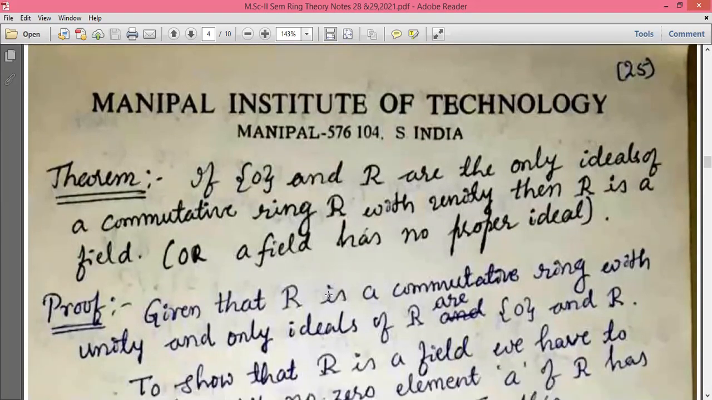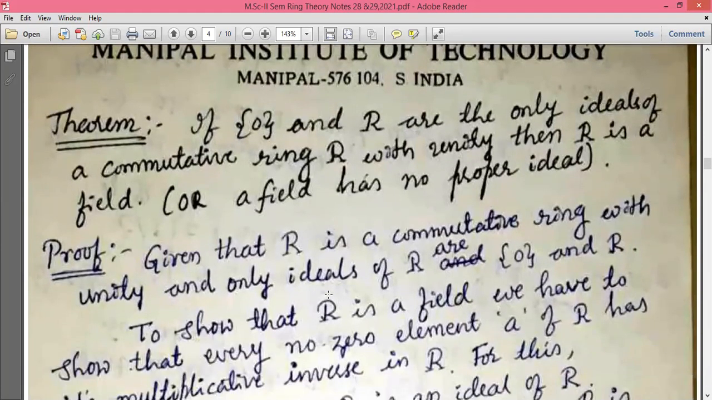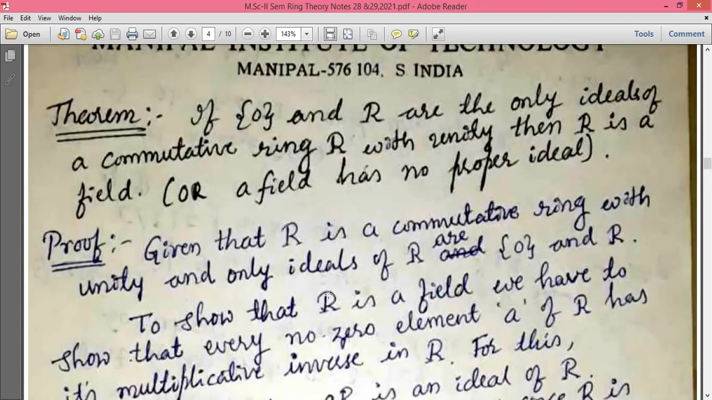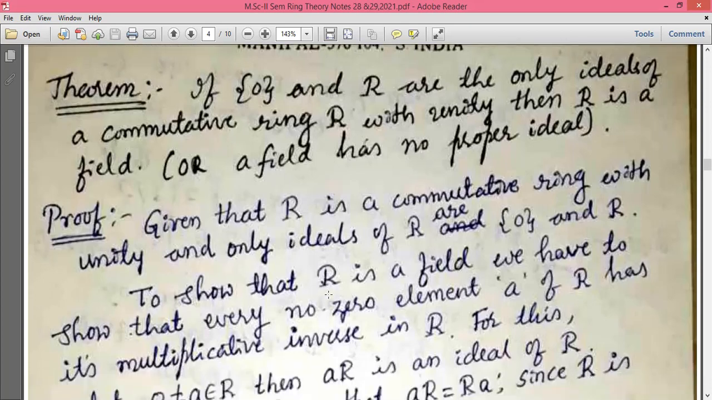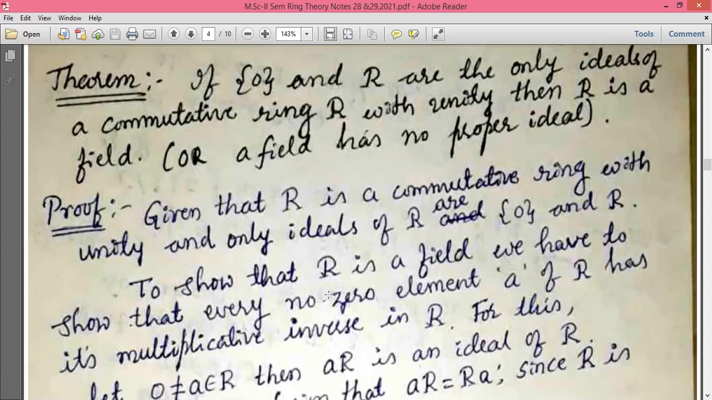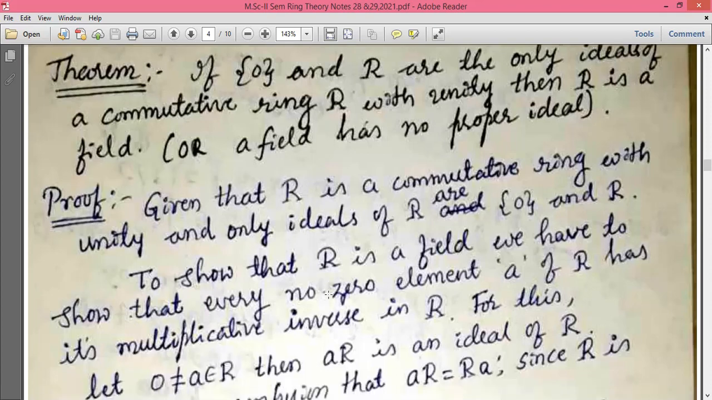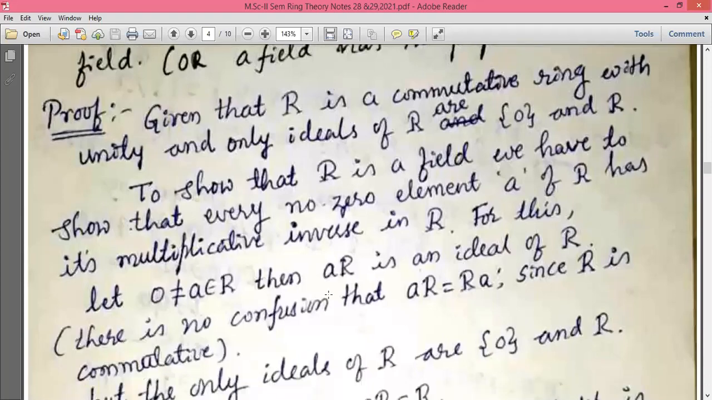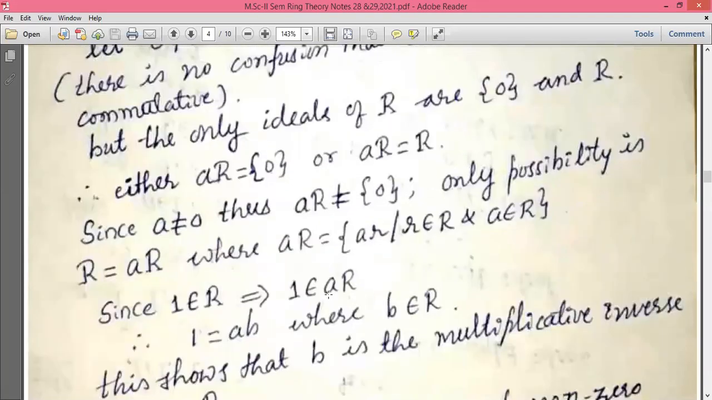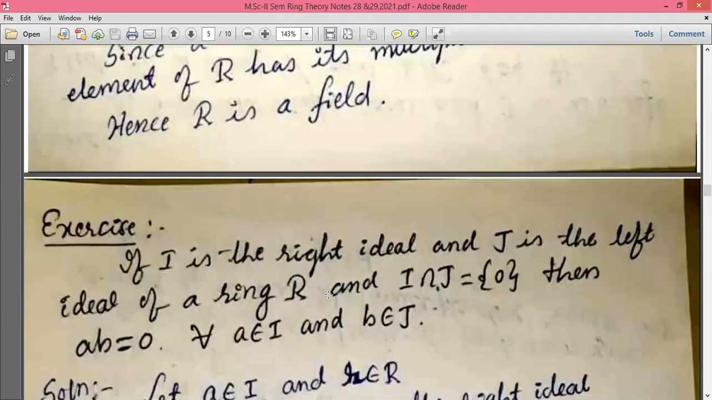Now let us move on to the next theorem. If 0 and R are the only ideals of a commutative ring R with unity, then R is a field; or else, a field has no proper ideal. I have already explained this in previous videos, so there is no need to explain it once again.